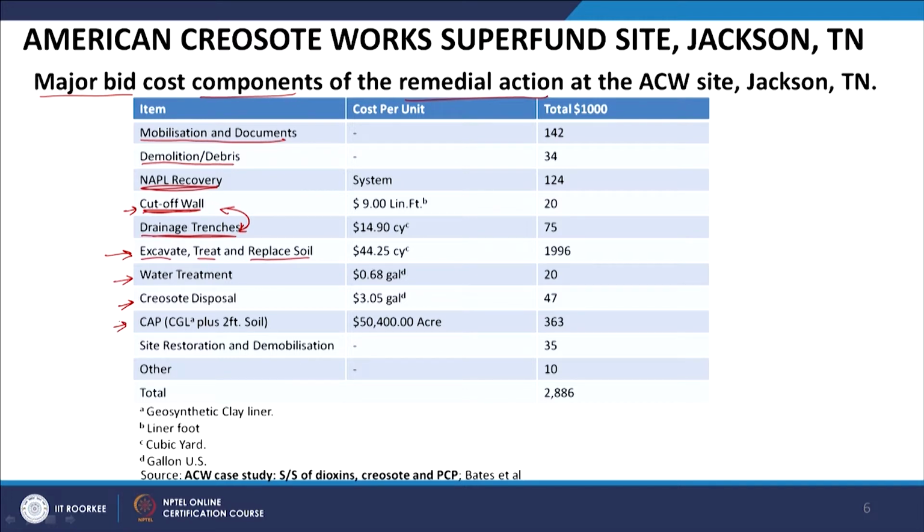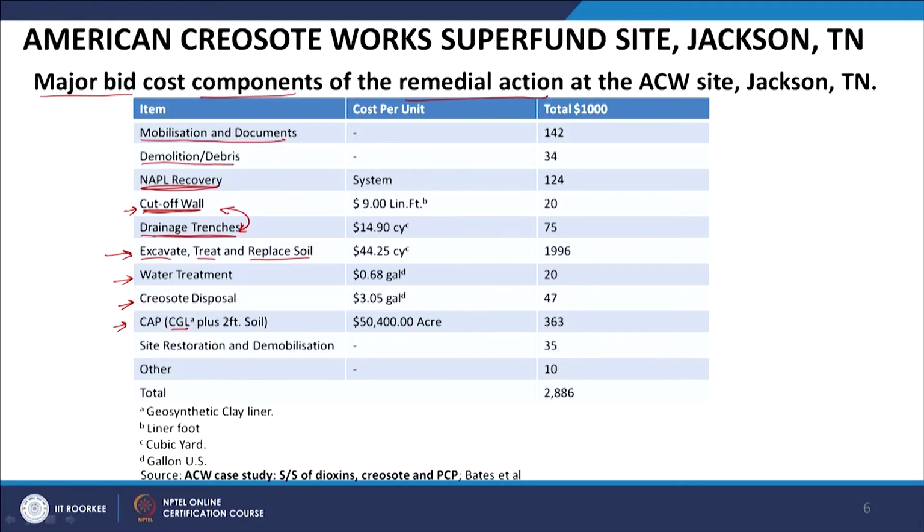And the cap, again. After your solidification and stabilization, they also looked at, if you remember the record of decision, a soil cap and then a geosynthetic clay liner. That is what you see: a geosynthetic clay liner and 2 feet of soil, that is the cap here. Once they are done with it, there is site restoration and demobilization and other petty aspects. So, the total seems to be almost 3 million.